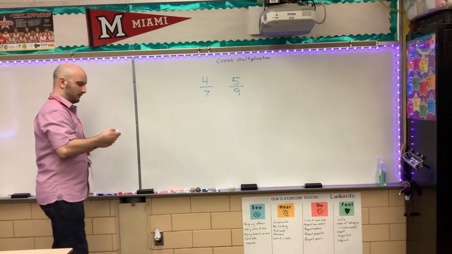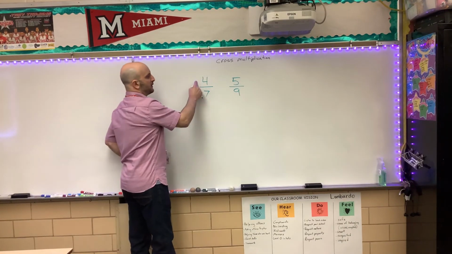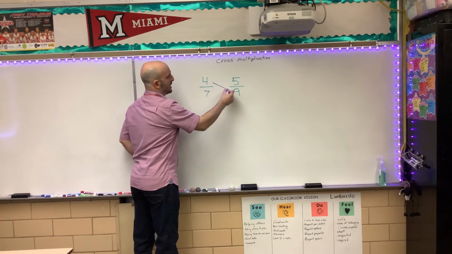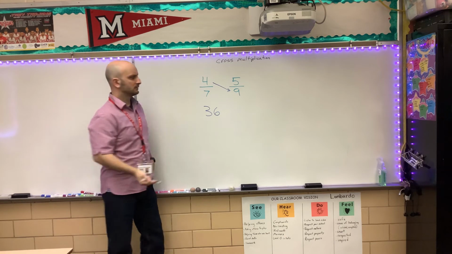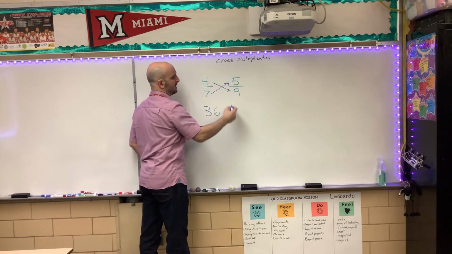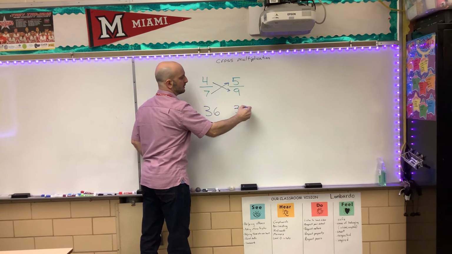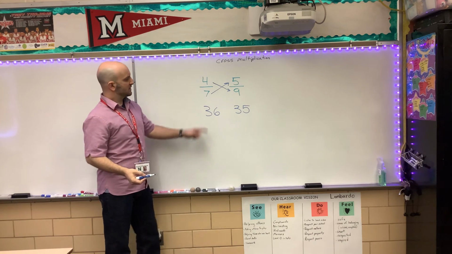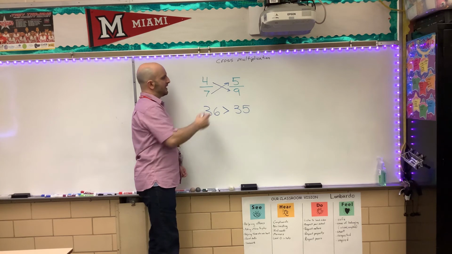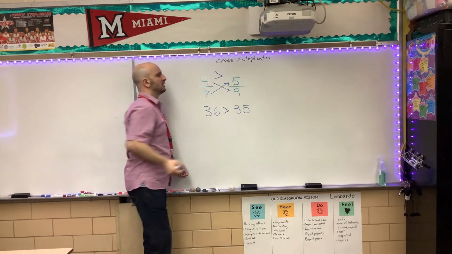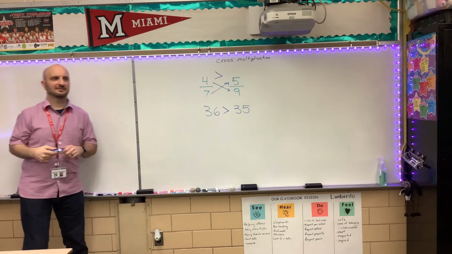Okay, guys, here we go. Starting off with the upper left, 4 times 9. That equals 36. Then we do 7 times 5. That equals 35. Since 36 is bigger than 35, we know that 4/7 is larger than 5/9.